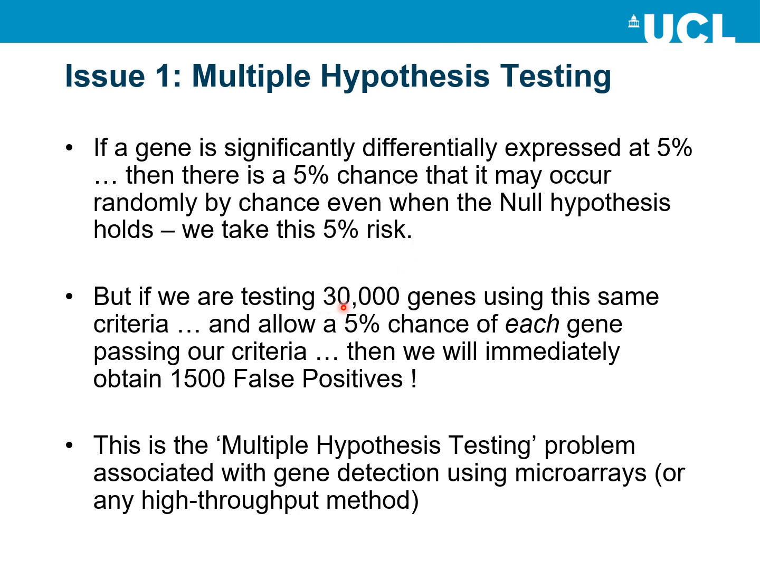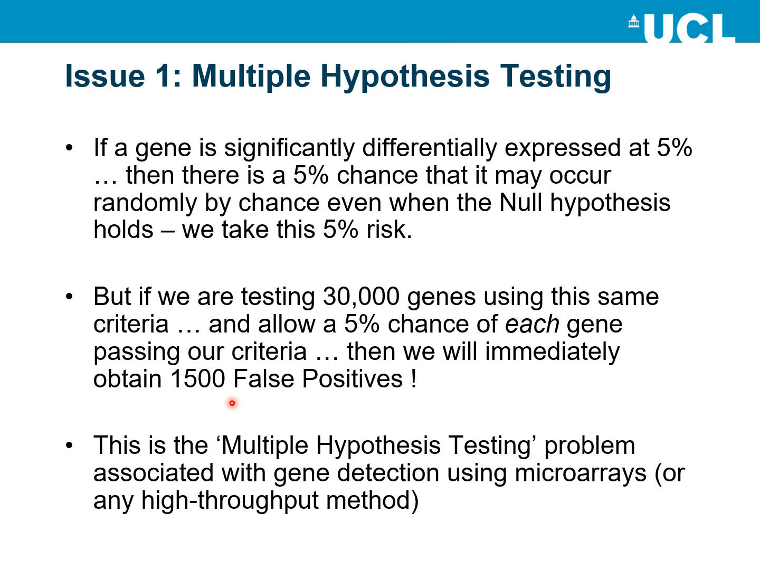But the problem with omics data and all other types of high throughput data is that we're actually testing 25,000 or 30,000 genes at the same time. So if we allow a 5% chance of each gene passing the criteria, then 1/20th of this number will be randomly differentially expressed. So we actually get 1,500 false positives.